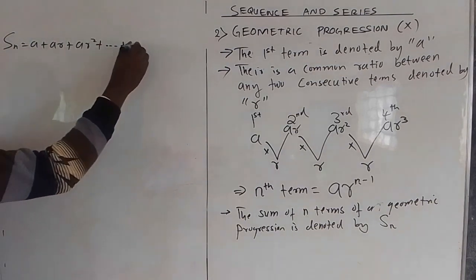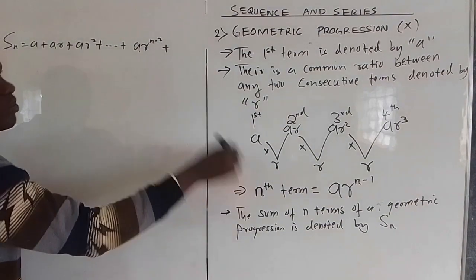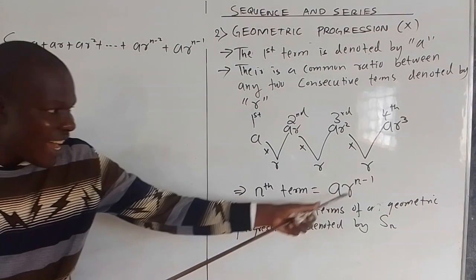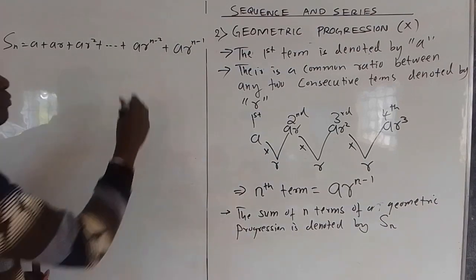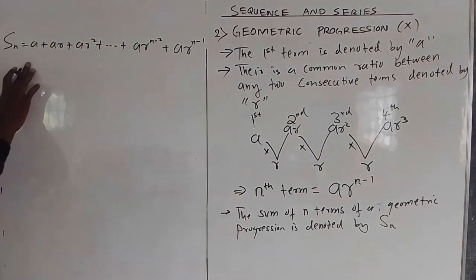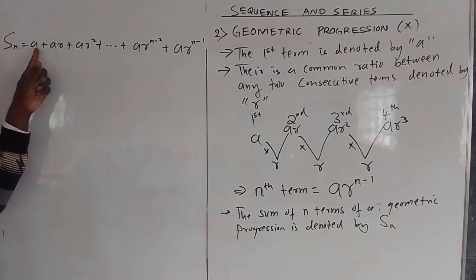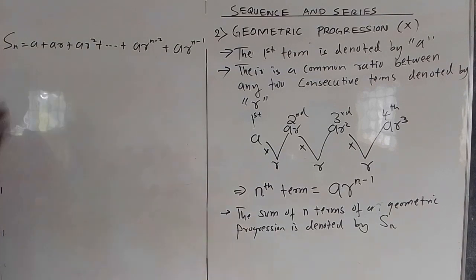Then the second last term will be AR^(n-2), isn't it? Then the last term, as we've seen there, is AR^(n-1), isn't it? Are we together? So you can see, when I multiply both sides of this equation by R, I will still be getting AR squared, AR cubed, up to that. So I can decide to multiply both sides of the equation by R, isn't it?